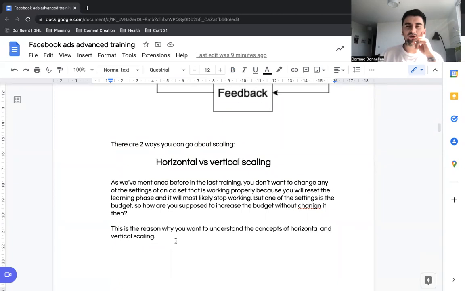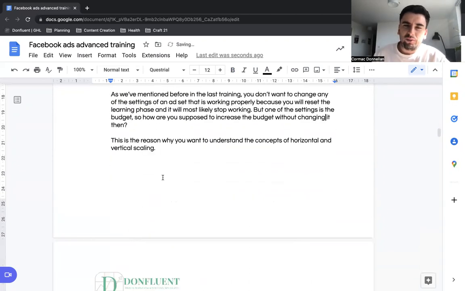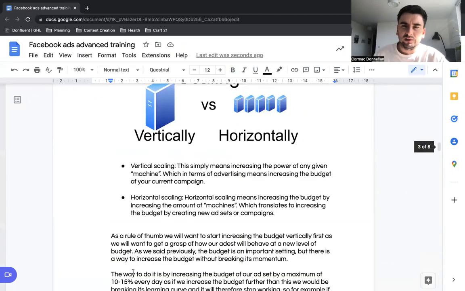As we've mentioned before in the training, you don't want to change any of the settings of an ad set that is working properly, because you will reset the learning phase and it will most likely stop working, or at least take some time to get back to that stage. But one of the settings is the budget. So how are you supposed to increase the budget without changing the actual ad set? This is the reason why you want to understand the concepts of horizontal and vertical scaling.